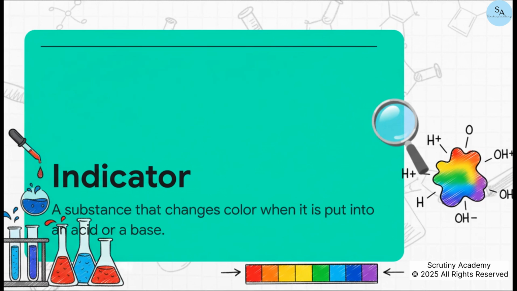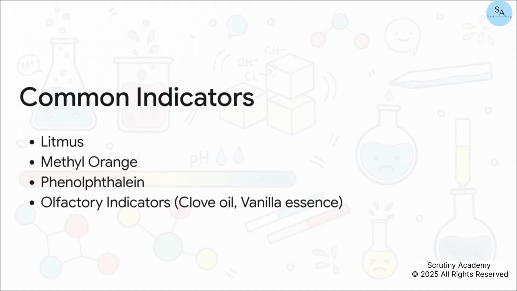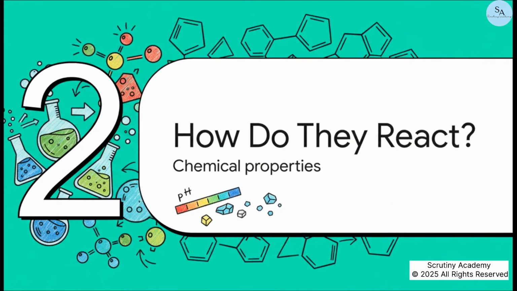We use something called an indicator. You can think of it like a chemical detective. It's a special substance that changes its color to tell you if you're dealing with an acid or a base. It gives you a visual clue. Now, litmus is probably the most famous indicator, but in the lab you'll also run into things like methyl orange and phenolphthalein, and here's a really cool one to remember: olfactory indicators, things like clove oil or vanilla. They don't change color, nope, they change their smell when you add an acid or a base.